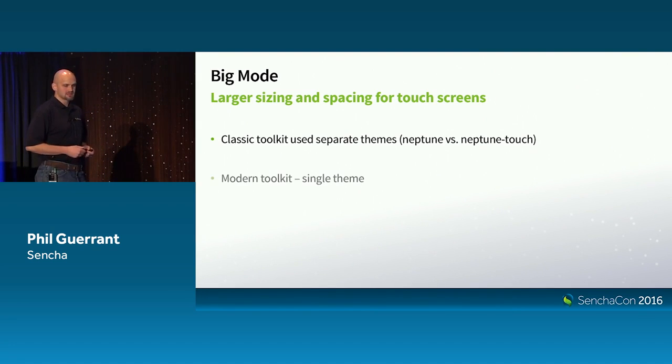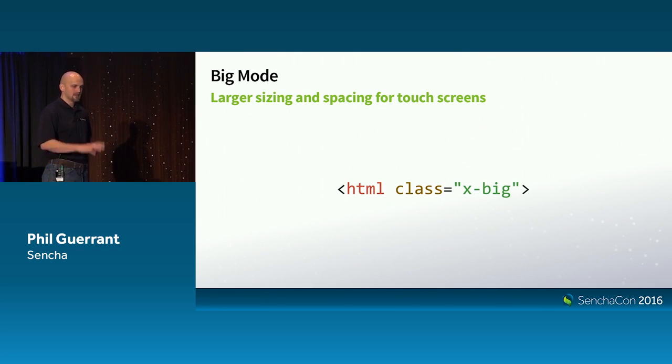Whereas we use separate themes in Classic, we can do it in a single theme in Modern via this class that we put on the HTML element. And that's the only thing that toggles it. So in fact, in dev mode, I have a bookmarklet that toggles that class on the HTML element as I'm developing, so I can see the styling in big and normal modes.